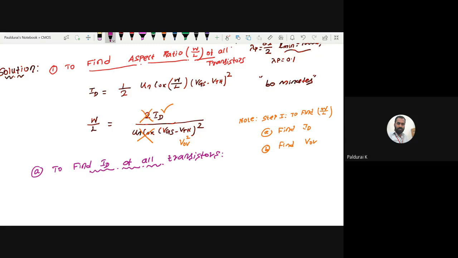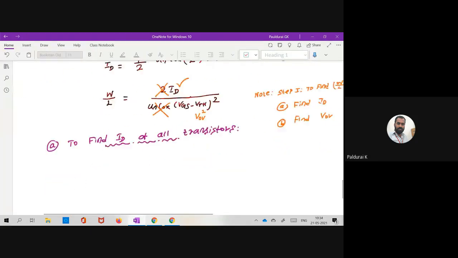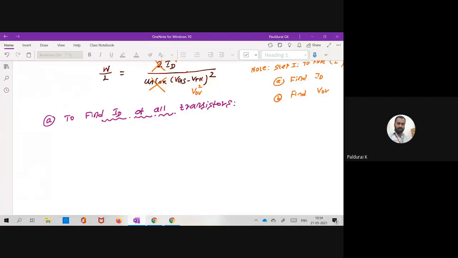What's the time? Okay, 10:35. Let me finish just this. To find the drain current, let's just find this. It's very simple. In the next 2 minutes we will find all the drain currents. Now we need to find the drain current, right?